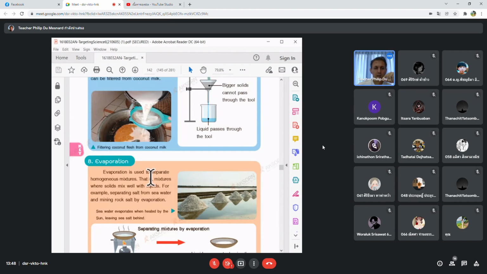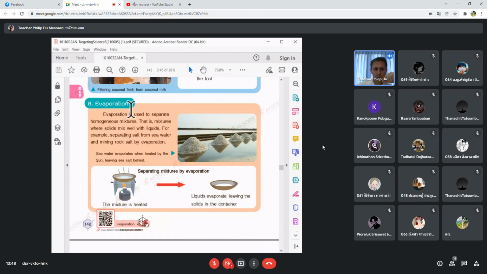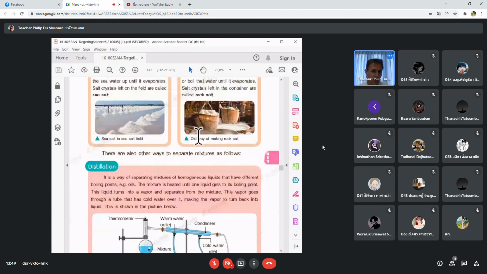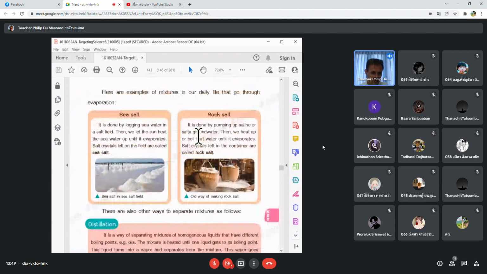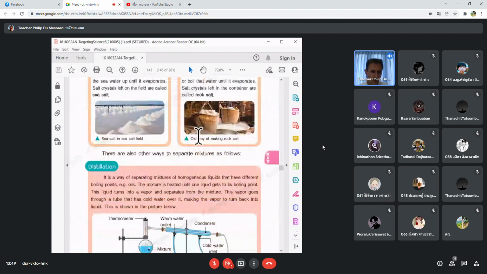Okay, and almost the last one, evaporation. It is for something that dissolves, and if I boil the water, we just see the salt or the sugar. So that's evaporation. So that's page 142. Also, it has a star. Also, this page is important. Okay, and the last page is the most difficult page. This one is the hardest one.